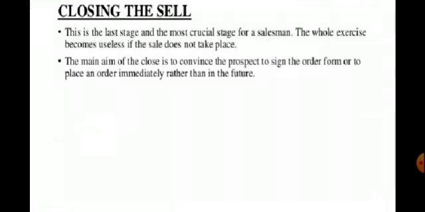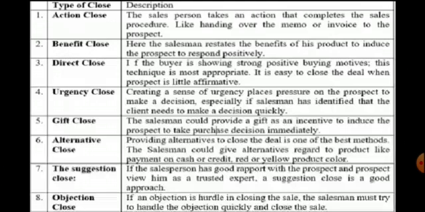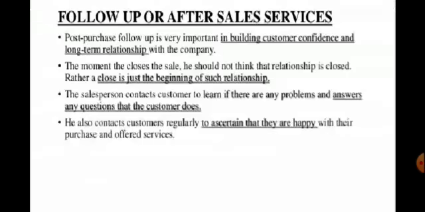Closing the sale. This is the last stage and the most crucial stage for a salesman. The whole exercise becomes useless if this sale does not take place. The main aim of the close is to convince the prospect to sign the order form or to place an order immediately rather than in the future. Types of close: action close, benefit close, direct close, urgency close, gift close, alternative close, suggestion close, or action close.